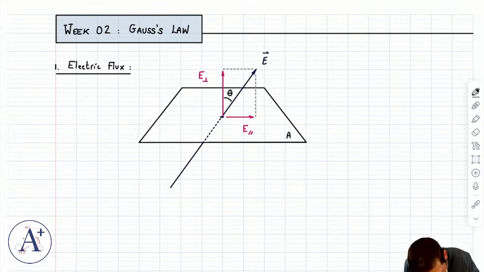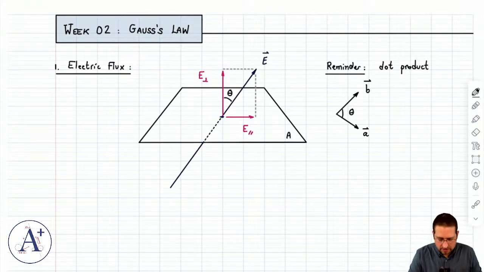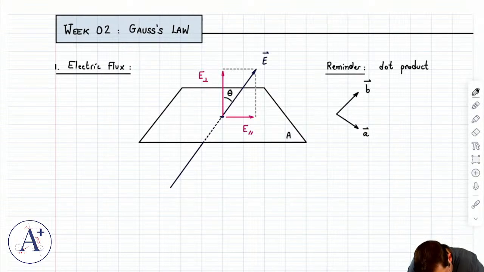Now, perhaps a quick reminder. The dot product between two vectors. All right, let's say we have two vectors, A and B. This is B, and this is A. And that there's an angle between them, let's just call it theta. And there will always be an angle theta between the two.